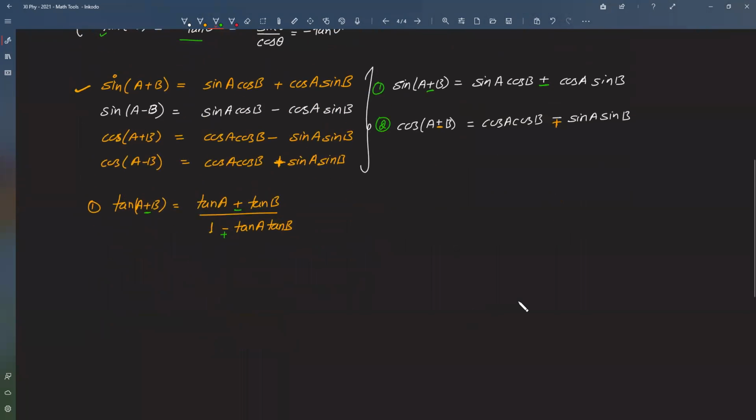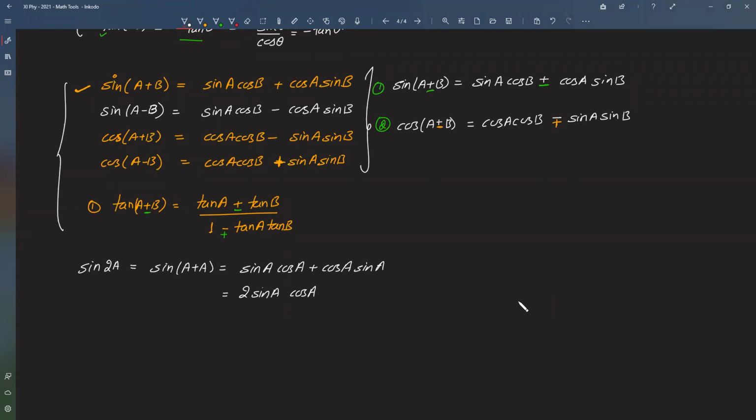Now, these are the generic formulas. Special formulas, when you have to find sine 2A. So you actually have to use the formula which you have already learned here, that sine A plus B is what? Sine A cos B plus cos A sine B. So sine 2A will be what? It will be equal to sine A plus A. That is what 2A is. So this is sine A cos A plus cos A sine A, and both the terms are same. So this is 2 sine A cos A. That is sine 2A.